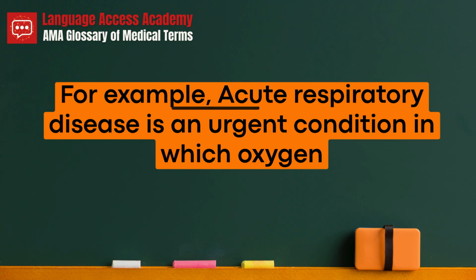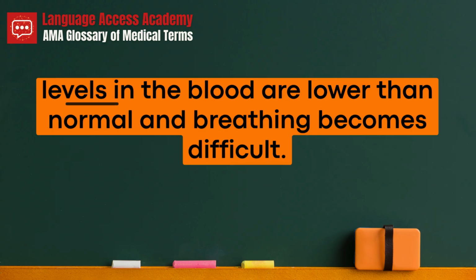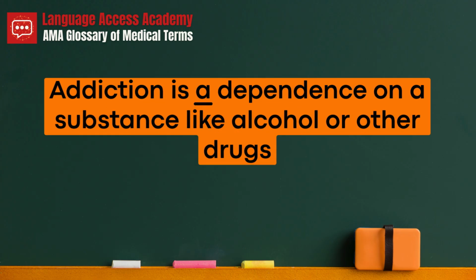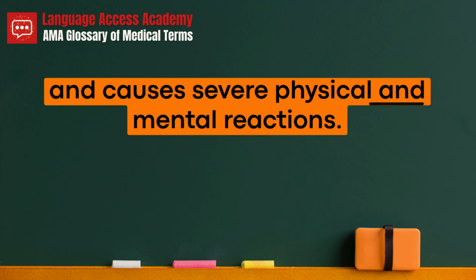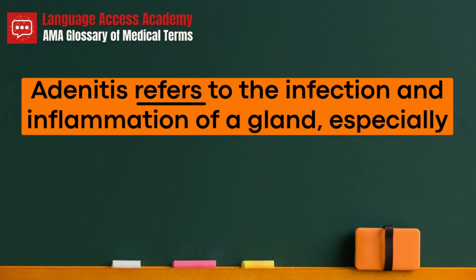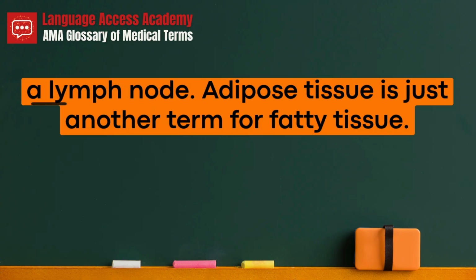For example, acute respiratory disease is an urgent condition in which oxygen levels in the blood are lower than normal and breathing becomes difficult. Addiction is a dependence on a substance, like alcohol or other drugs, or an activity, to the point that stopping is very difficult and causes severe physical and mental reactions. Adenitis refers to the infection and inflammation of a gland, especially a lymph node.